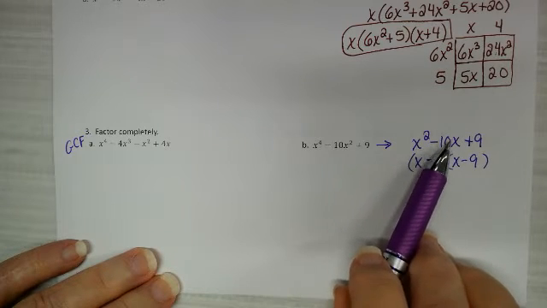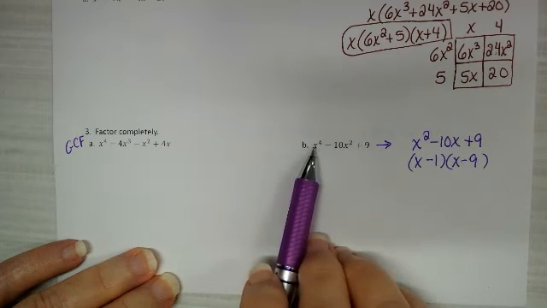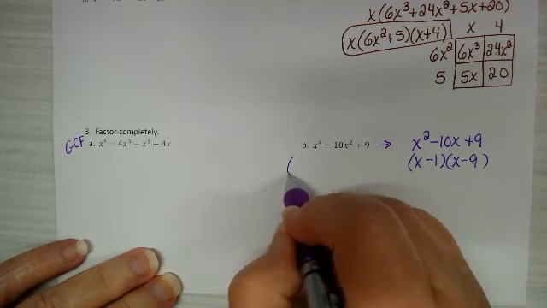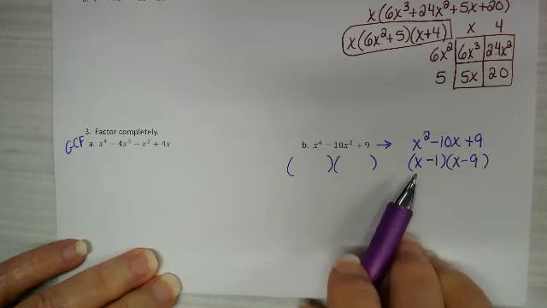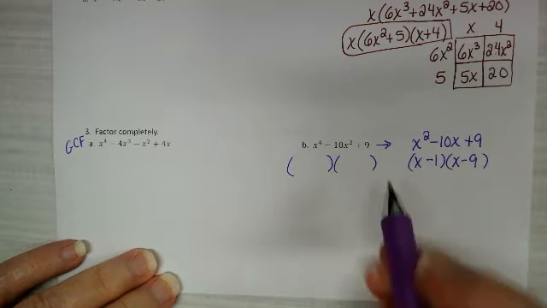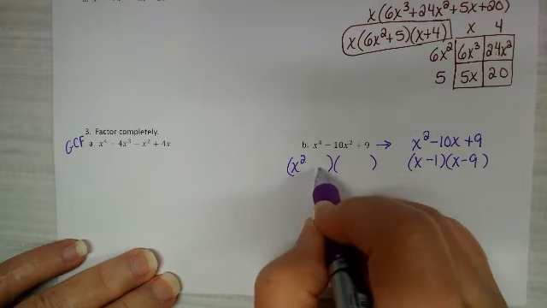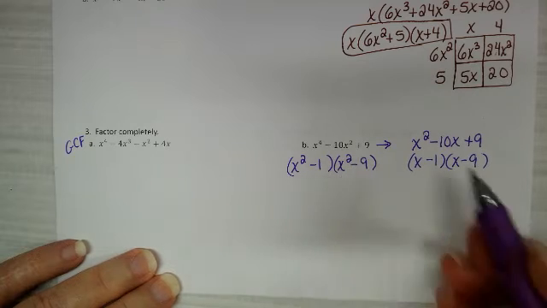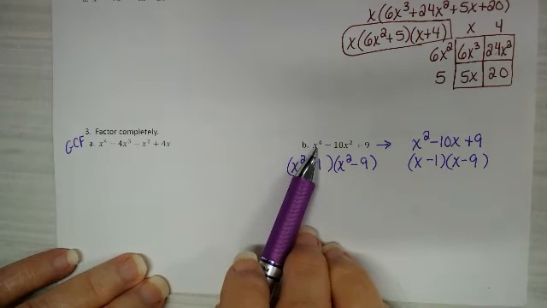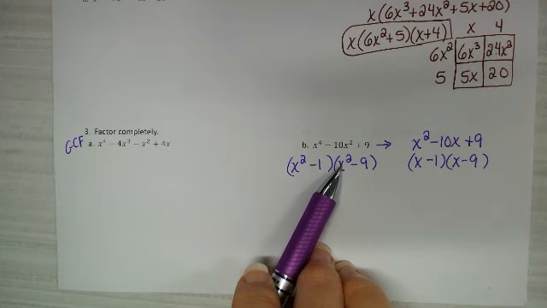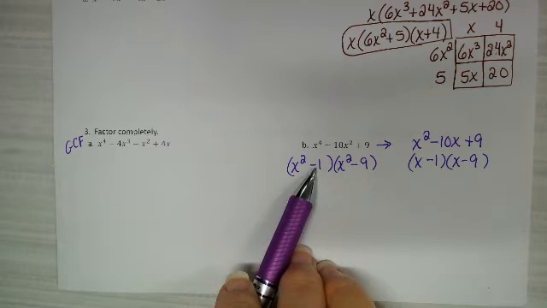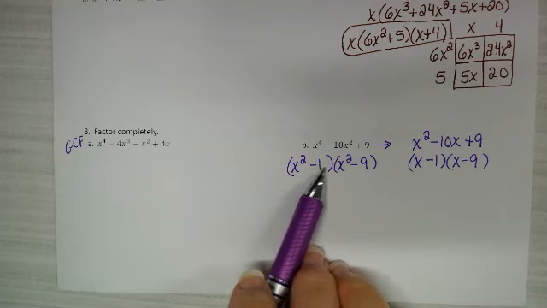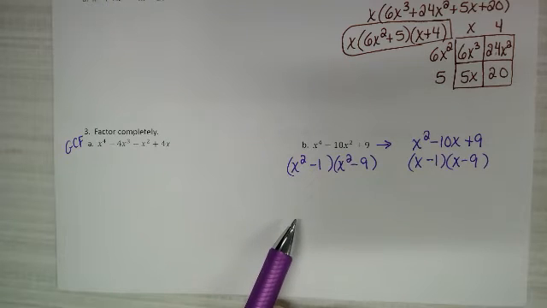So the difference between this one and this one is it's x to the 4th instead of being x squared. So the only thing that's going to change, instead of saying x minus 1, I'm going to say x squared minus 1 and x squared minus 9. So x to the 4th splits into x squared times x squared. And then if I go through and multiply it all out, I do get a -10x squared in the middle and a plus 9 in the back.